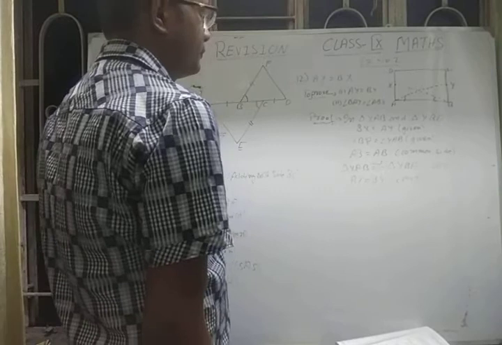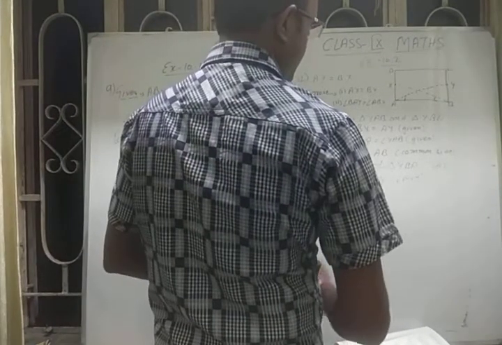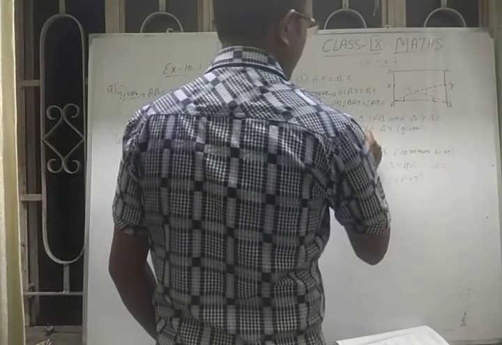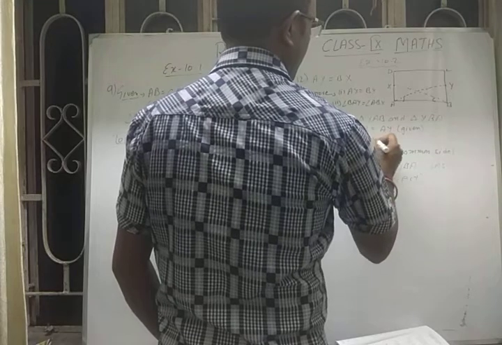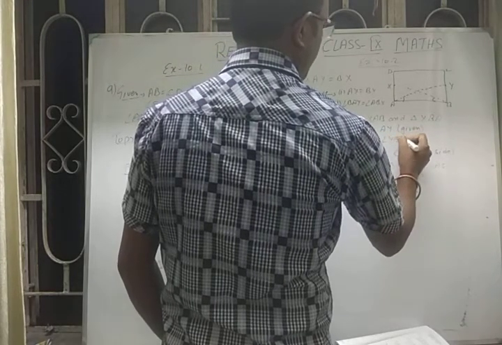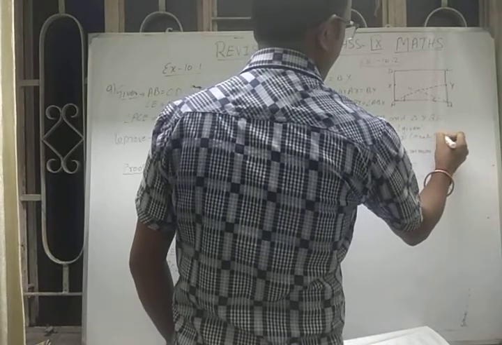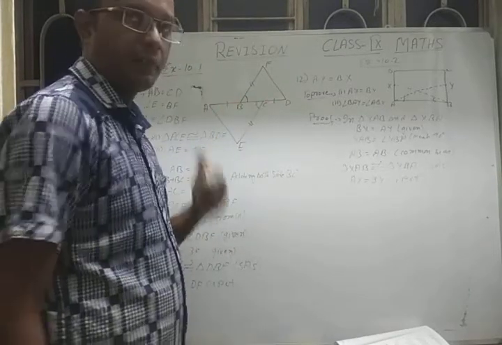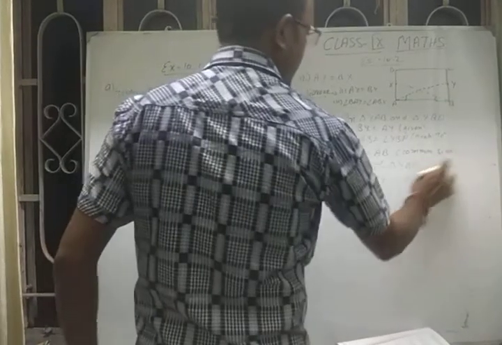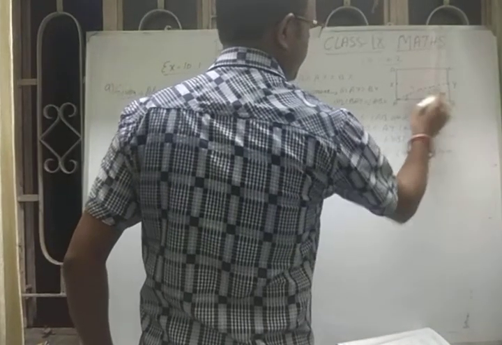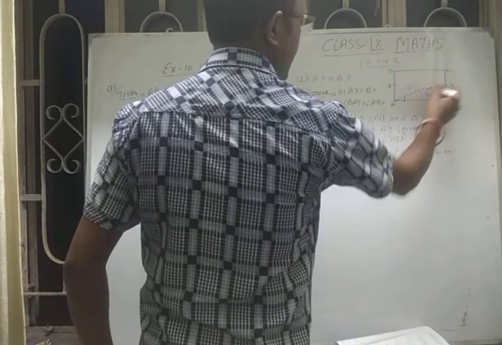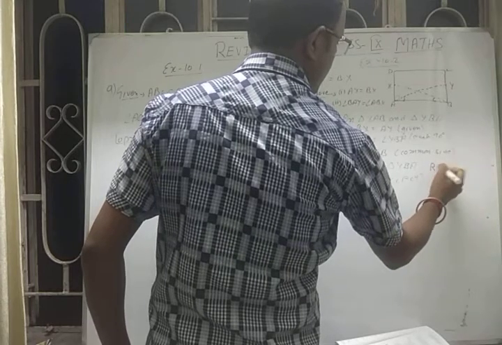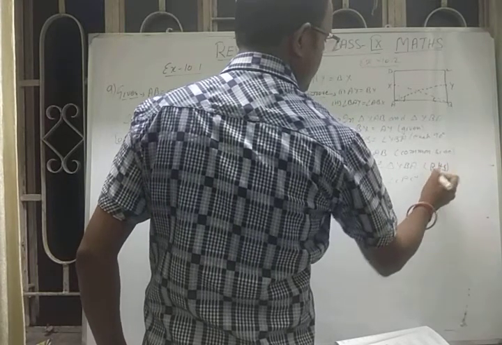And sorry, I made a mistake here. It will be RHS. Sorry, here you have to write the angle XAB is equal to angle YBA, because each is 90 degree, because you know that all angles of a rectangle are right angles. So then it will be RHS: right angle, hypotenuse and one side. So it is congruent by RHS. By RHS, these two triangles are congruent.